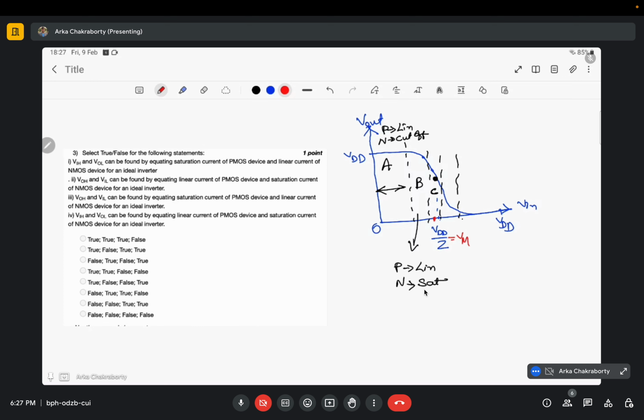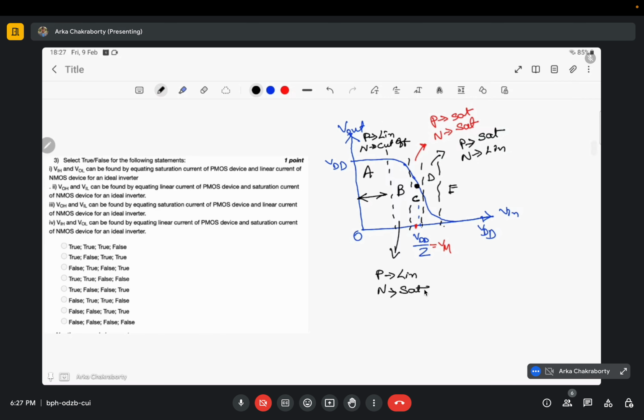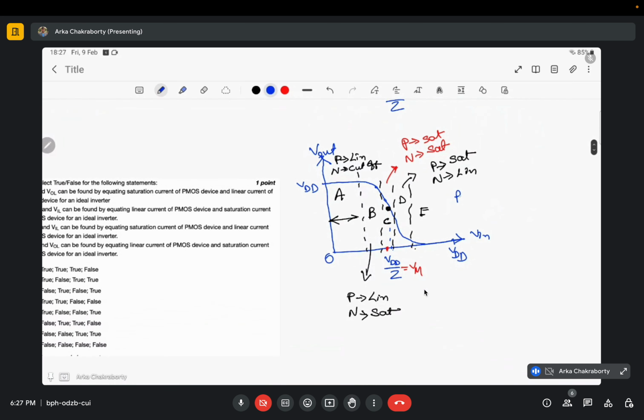This is where the trip point VM lies. Here both PMOS and NMOS were in saturation region. Correct? In region of operation D, my PMOS remains in saturation, whereas my NMOS shifts to linear region. Finally, in region of operation E, PMOS goes to cutoff region, while NMOS stays in linear region.